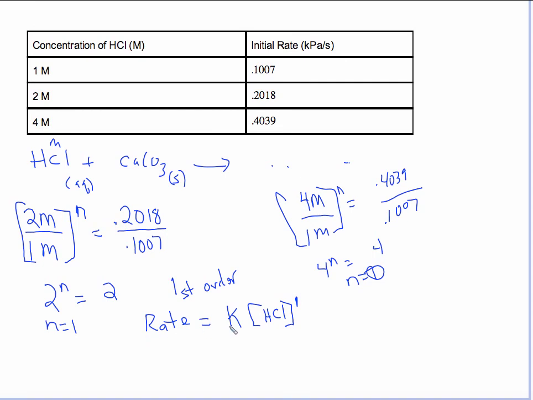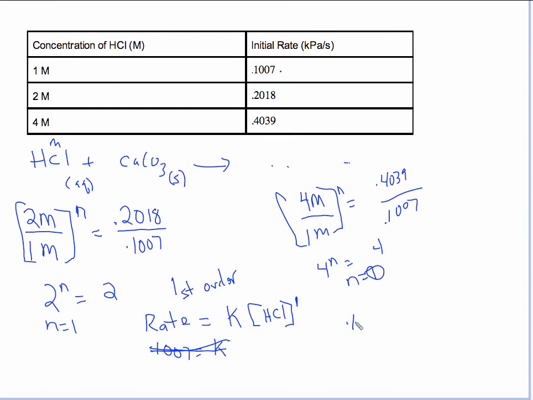Okay, the last thing that you need to do is solve for k. To solve for k, you'll just take any trial, it doesn't matter which one. The easiest one is going to be the one with 1 molar, so that's the one I would use. The rate for 1 molar we already have, so we're just going to plug that in for rate: 0.1007. Now what we're trying to do is solve for what's called the rate constant k. We're trying to figure out the value of that. I already screwed something up, so I'm going to start over.